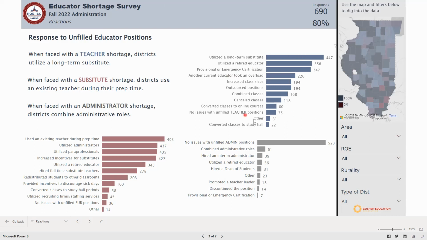So we have some responses to a teacher shortage. Utilizing a long-term substitute is the #1 reaction. For a substitute shortage, using an existing teacher during their prep time, using an administrator or a paraprofessional. For administrator shortage, the majority of districts reported no administrator shortages, but those that did had to combine administrative roles or hire an interim. And again, you see this panel on the right that still reacts the same that we've seen on the previous pages.